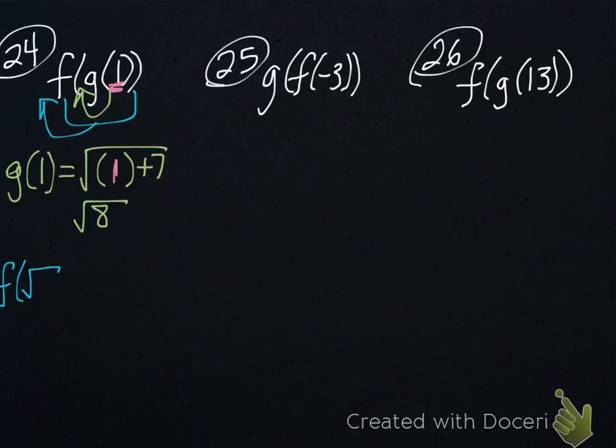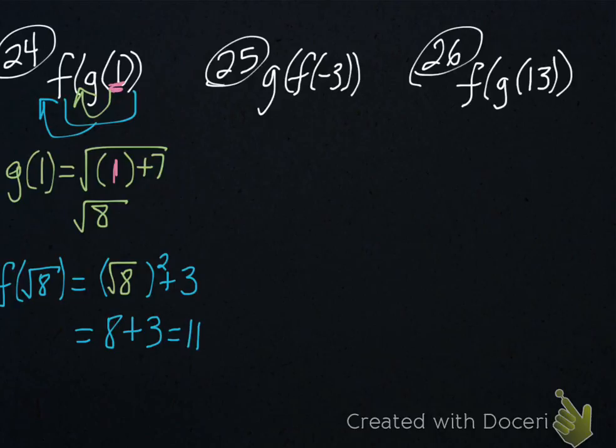So I do the f of the square root of 8. What does that equal? Well, what's my f function? Something squared plus 3. And we have to plug in the square root of 8. So the square and square root cancel. That's beautiful. That just gives me 8 plus 3. That is equal to 11. So the f of the g of 1 equals 11.